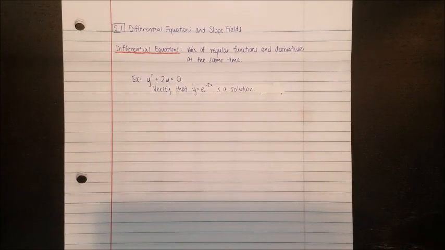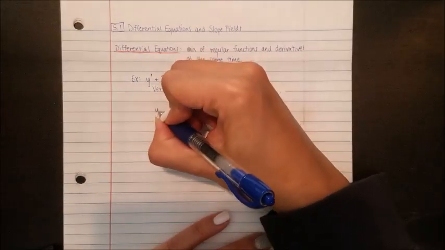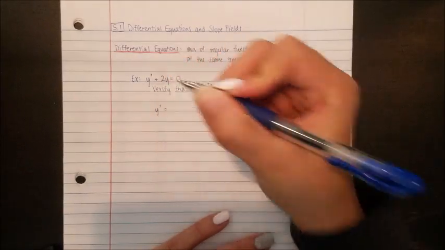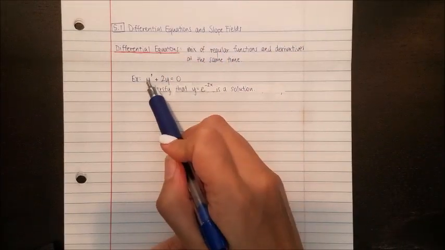So whenever it says verify, I'm not trying to make sure that this is actually an answer. We already know that. But you have to show the work to prove that it is an answer. So that's what we're trying to do. So first, let's actually find y prime, the derivative of y. That way we can plug it in here.